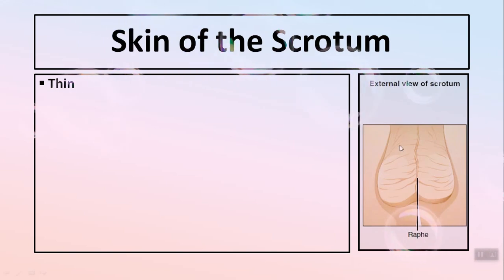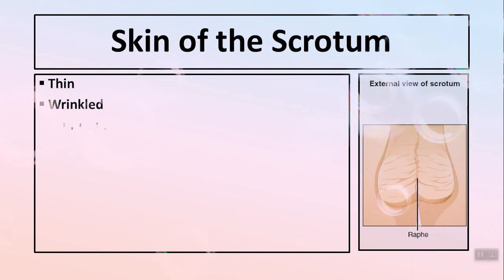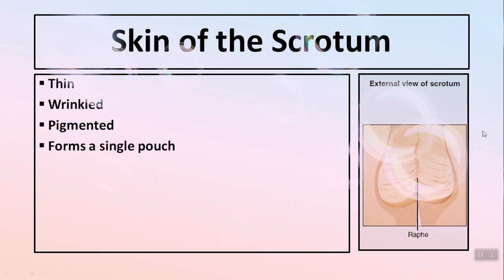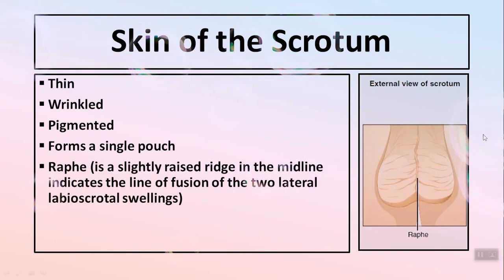First of all, we will study the skin of the scrotum. What are the features of the skin of the scrotum? First of all, it is thin, wrinkled, pigmented. It has a deeper color than the surrounding nearby skin, and it forms a single pouch, and it is characterized by the presence of raphe at the midline. Raphe is a slightly raised ridge in the midline, and it indicates the line of the fusion of the two labioscrotal swellings.